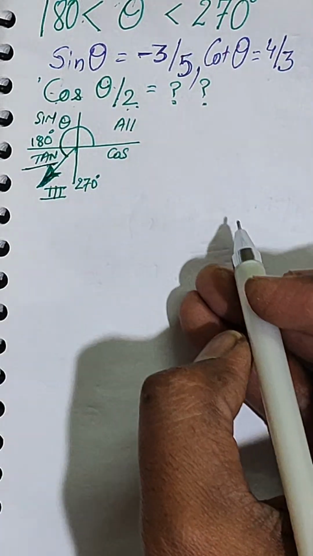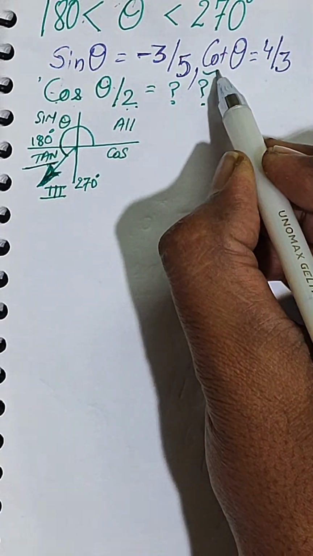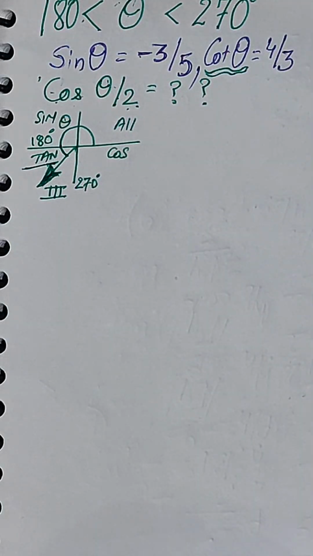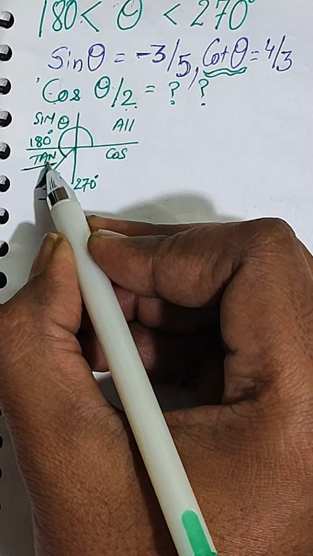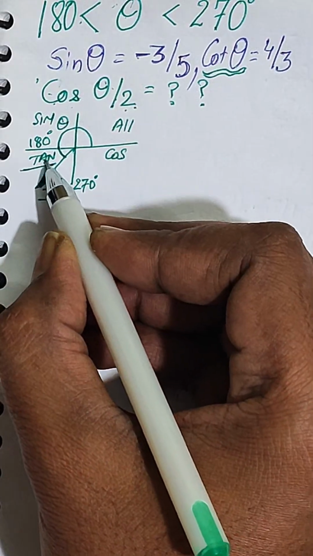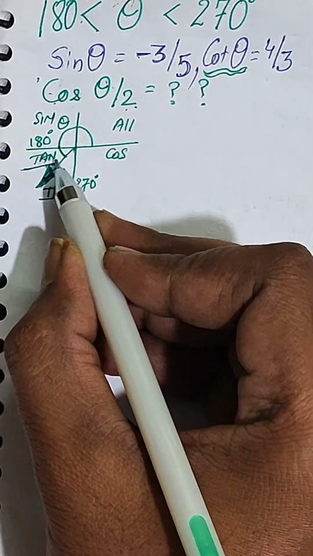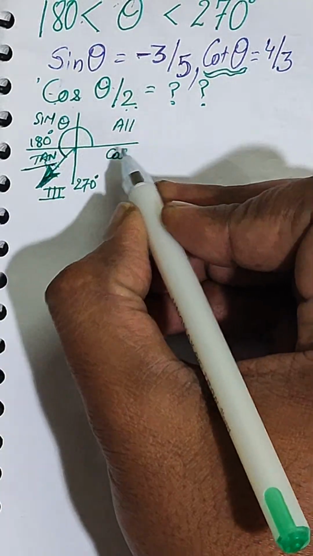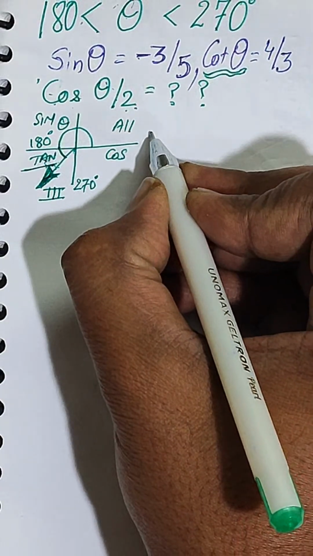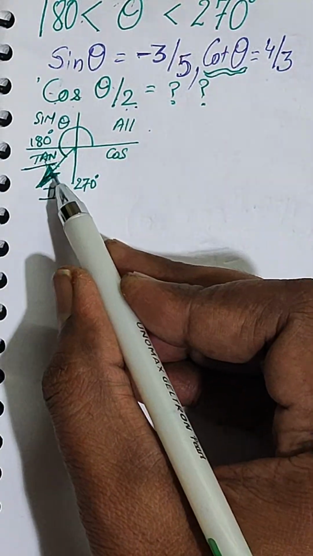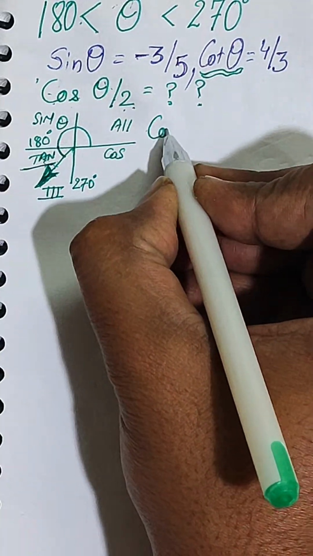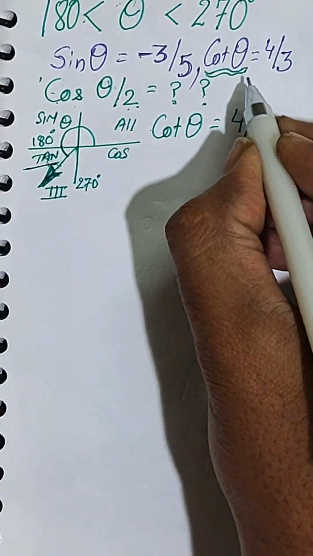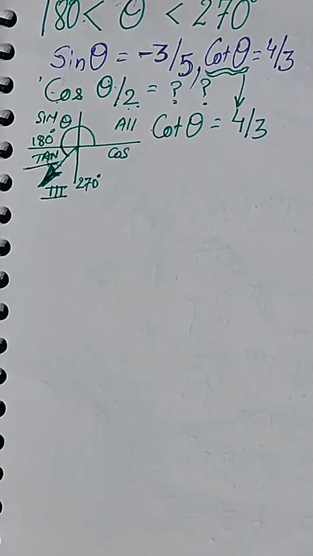Now let us take this value of cot. Cot is having 4 by 3. So in the third quadrant, definitely tan and cot both will be positive, because tan and cot are multiplicative inverses of each other. So here we can say that cot of theta is 4 by 3, as given to you in the question.